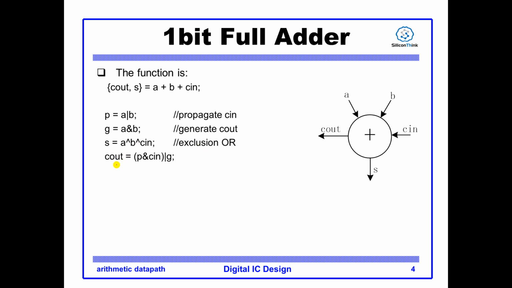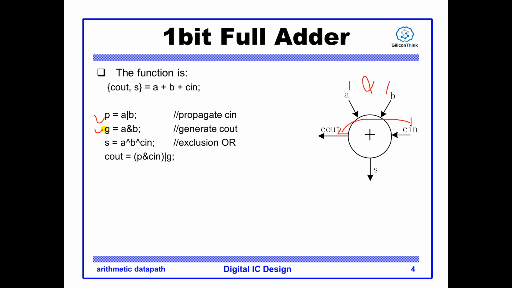The algorithm we use there is we first calculate P and G. P means propagate. That is, if you have 1 in carry in, the logic can propagate the 1 to C out. So this means if you have A or B equal to 1, you can propagate. And we calculate G. The function for G is you can generate carry out. That is, if this is 1 and this is 1, then you can generate carry out.